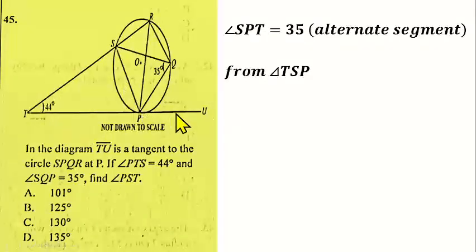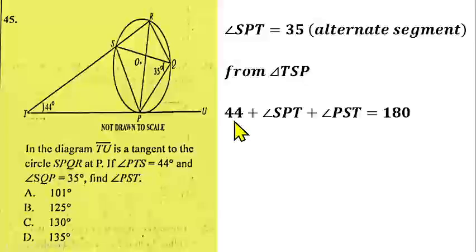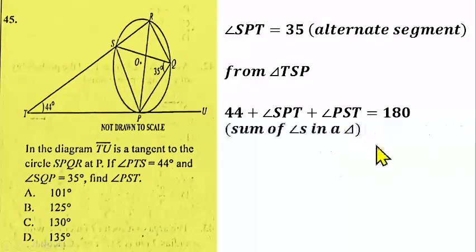We now have two angles. We have this angle, 44, and we can find this angle, which is what you have to look for, angle PST. So we have that angle 44 given to us from that triangle, plus angle SPT, which is the one we've got here, which is 35, plus angle PST, which is the one we are looking for, will give us 180 degrees, sum of angles in a triangle.